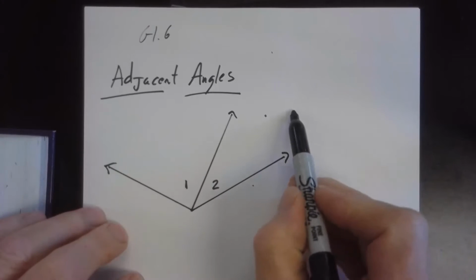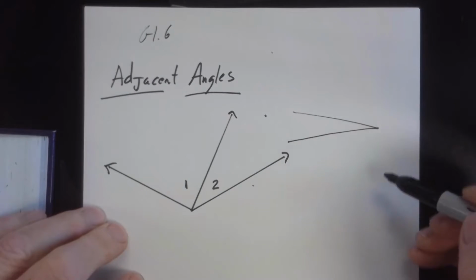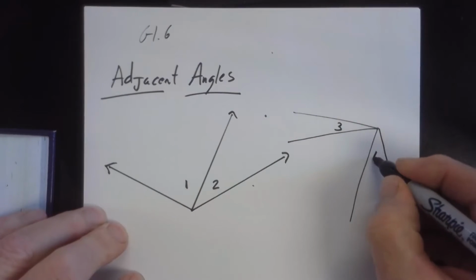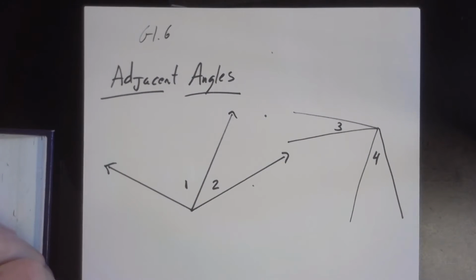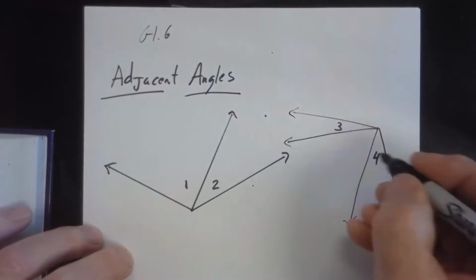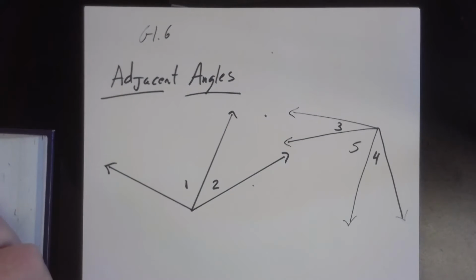So how about angle 3 and angle 4 here? Are they adjacent? No. Okay, they don't share a common side. How about angle 3 and angle 5? Yes. They share. How about 5 and 4? Yes. Oh, you guys are so good. Okay, adjacent, we got it, right? That's what adjacent means.